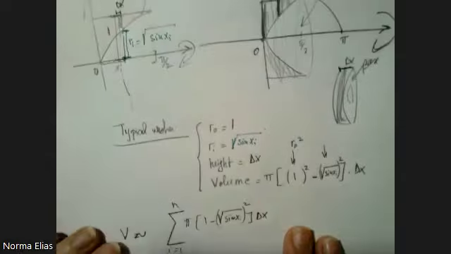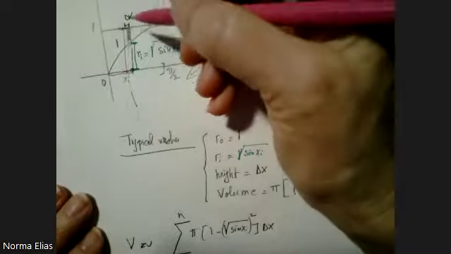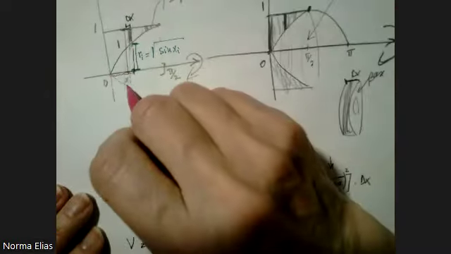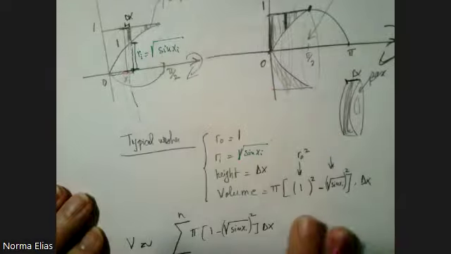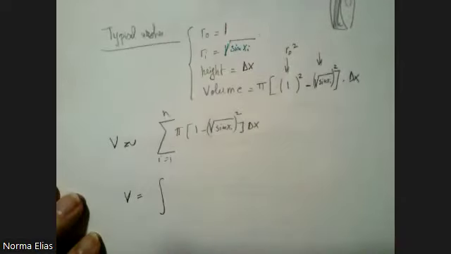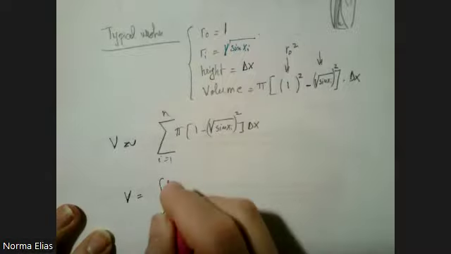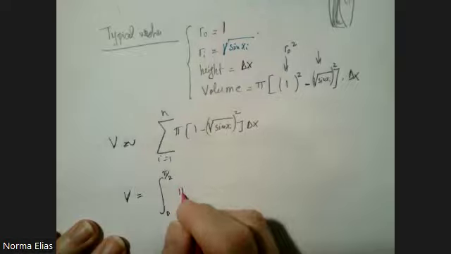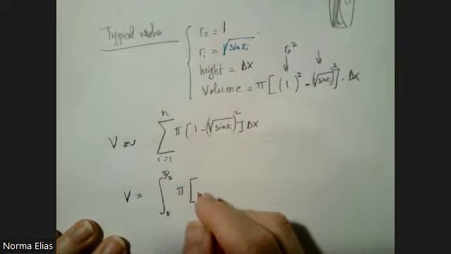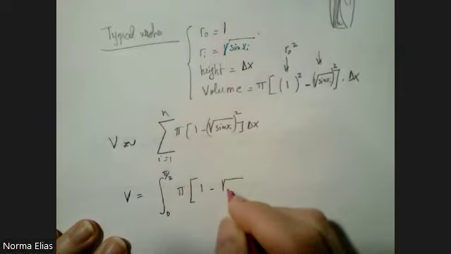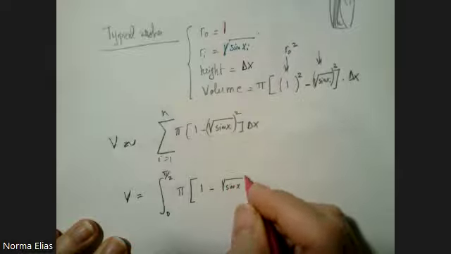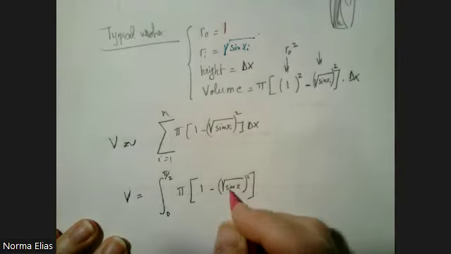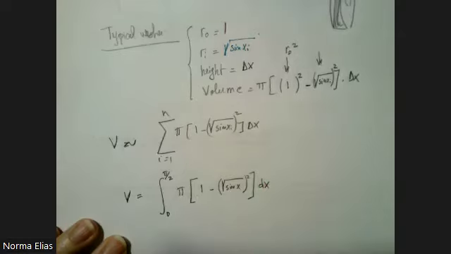I always go back to my picture. To cover this whole region with those little rectangles, I need to divide the interval from 0 to pi over 2. These are my bounds: 0 to pi over 2 of pi times 1 squared. As you realize, I keep writing the square root of that just to always remind you it's the outer squared minus the inner squared, dx.